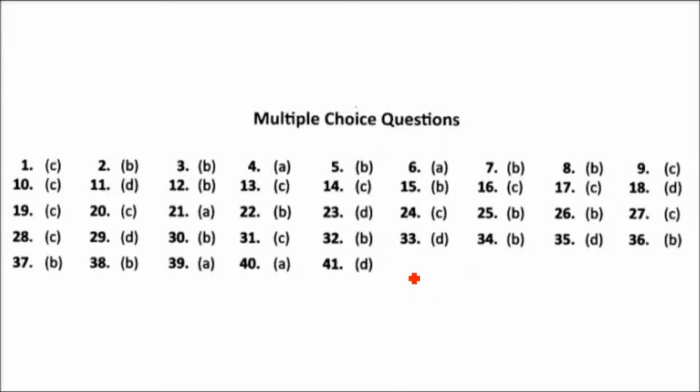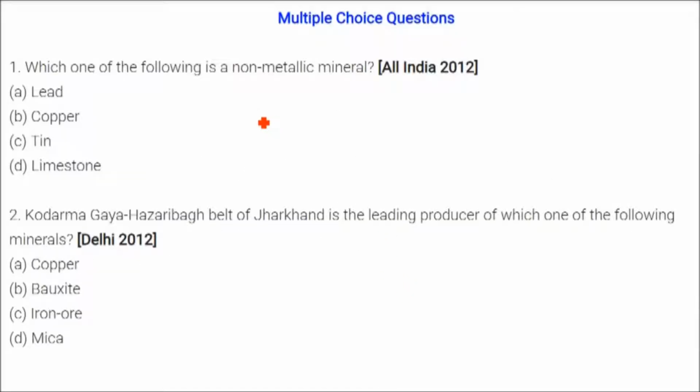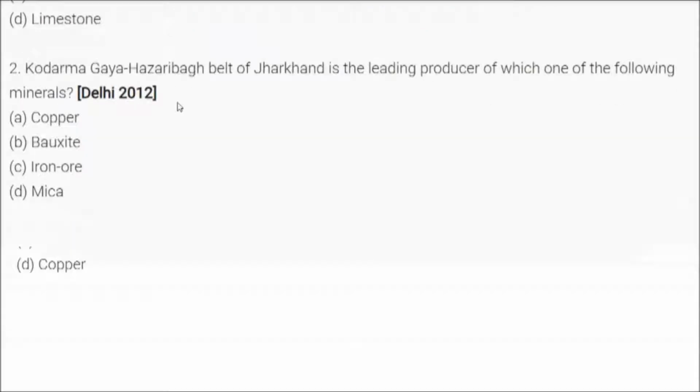So this is the key to the answers of what we just talked about. Multiple choice questions. Which one of the following is a non-metallic mineral? The answer is limestone, non-metallic. The Kodarma Gaya Hazaribagh belt of Jharkhand is the leading producer of which one of the following minerals? The answer is mica.